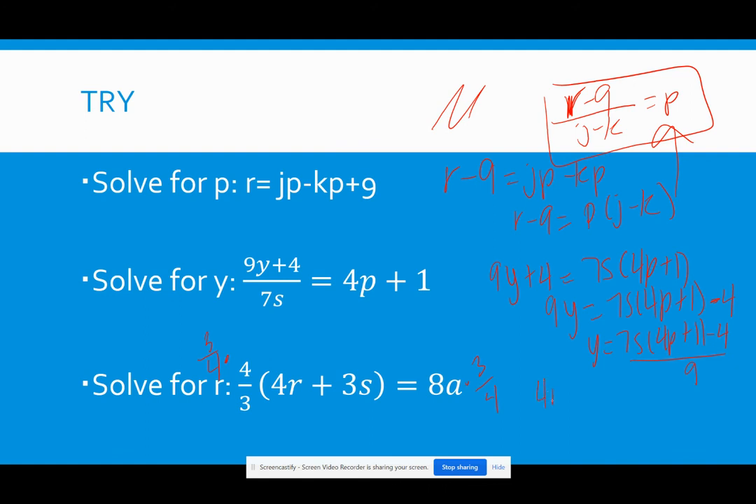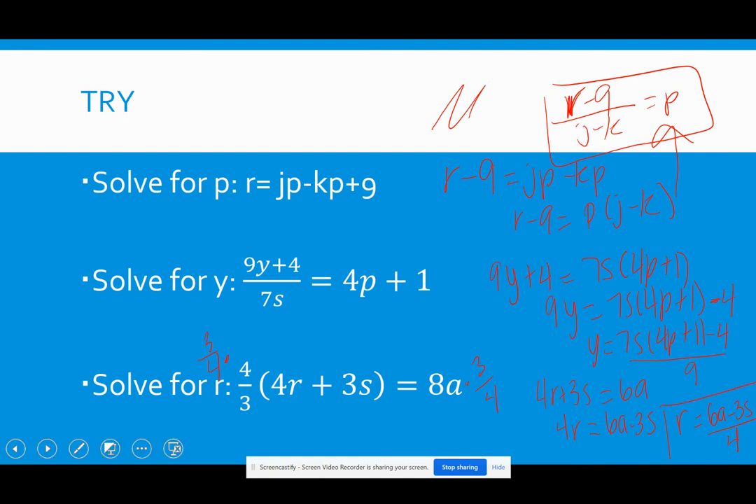So we have 4R plus 3S. 8 times 3 divided by 2 is 6 with our A. We're solving for R, so subtract over the 3S and then divide by 4. 6A minus 3S all over 4. And that would be my final answer.